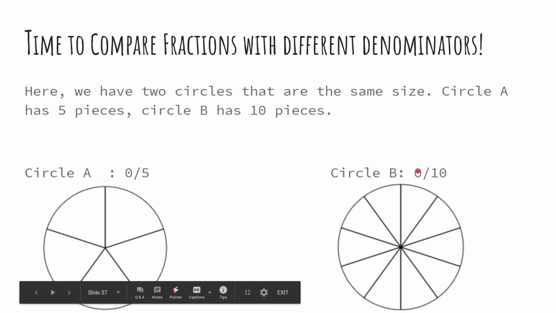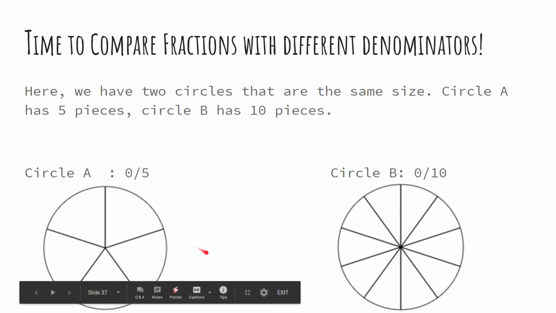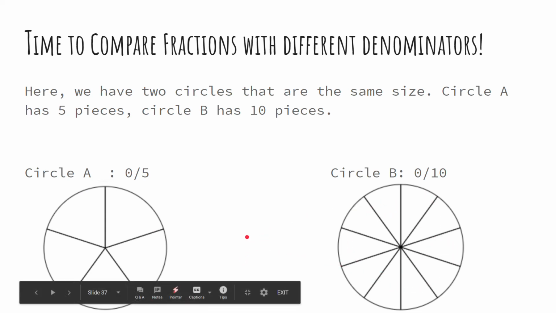Okay, our numerators are 0 right now because we haven't shaded any in. We're not talking about any specifically. I want you to right now look at the size of the pieces. Let's say for example's sake that these are pizzas. If I cut a pizza up into 5 pieces, those are going to be very big pieces. And if I cut a pizza up into 10 pieces, they're going to be a lot smaller.